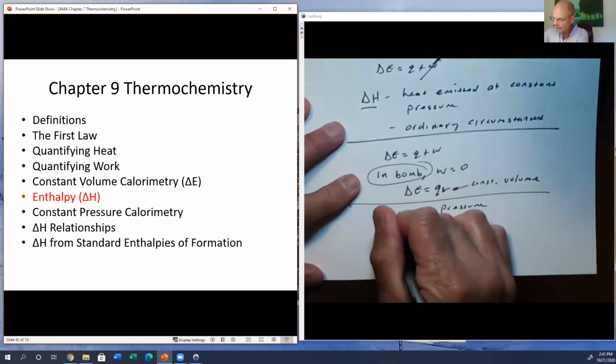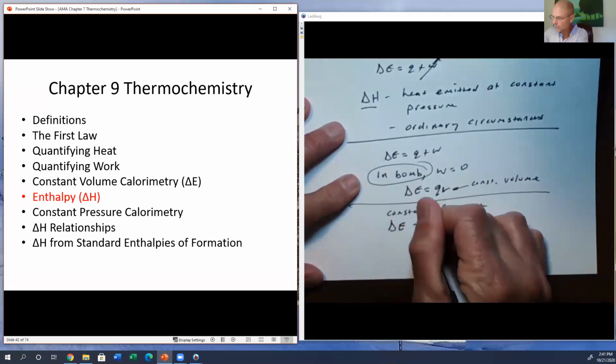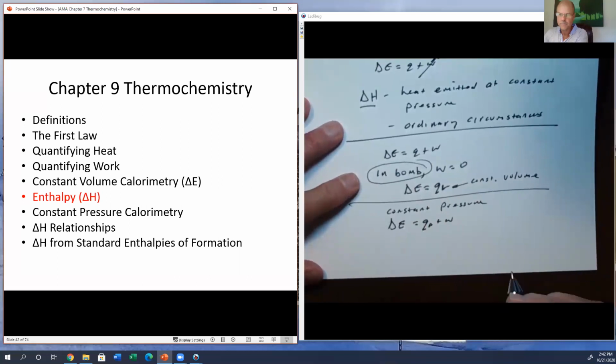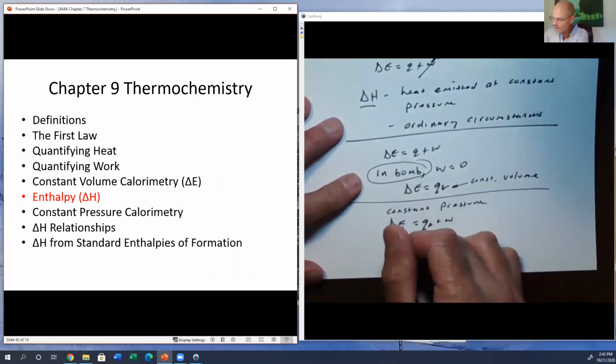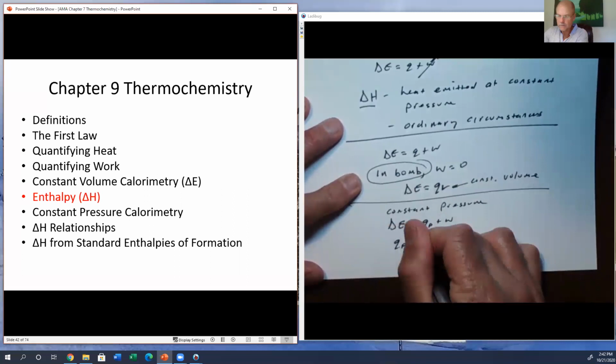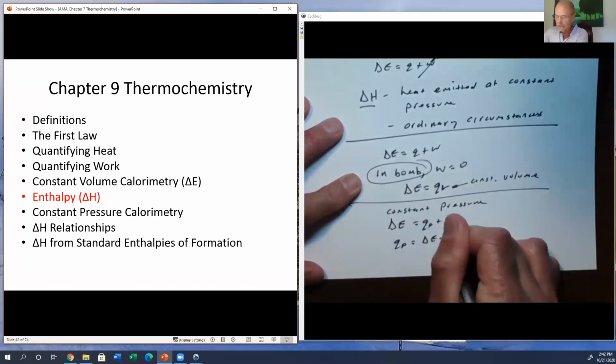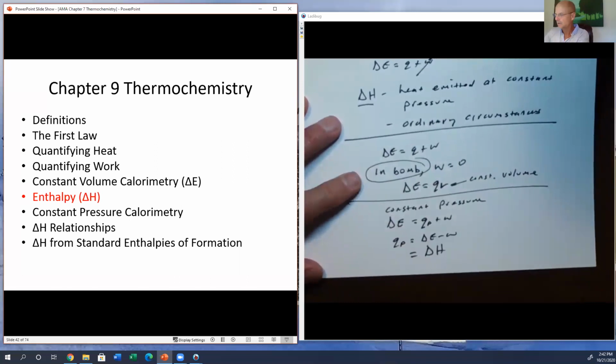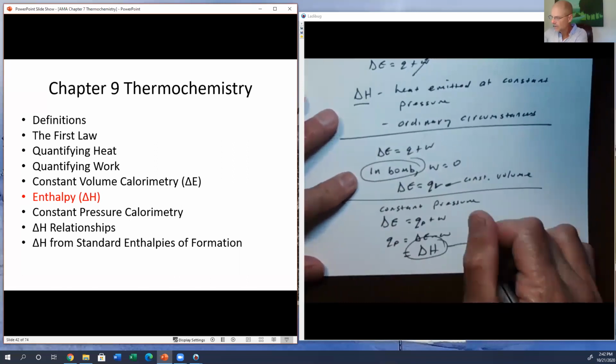In that case, delta E is equal to QP plus W, right? And so the amount of heat, QP, is equal to delta E minus W, and that's equal to delta H, okay, which is the change in enthalpy.